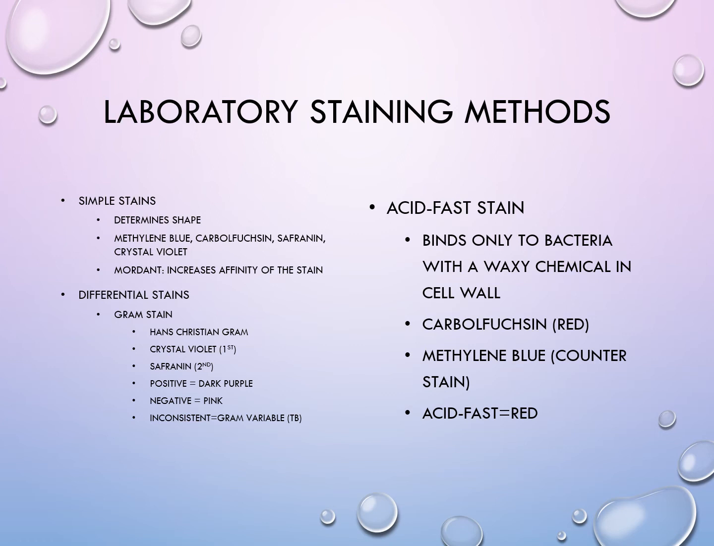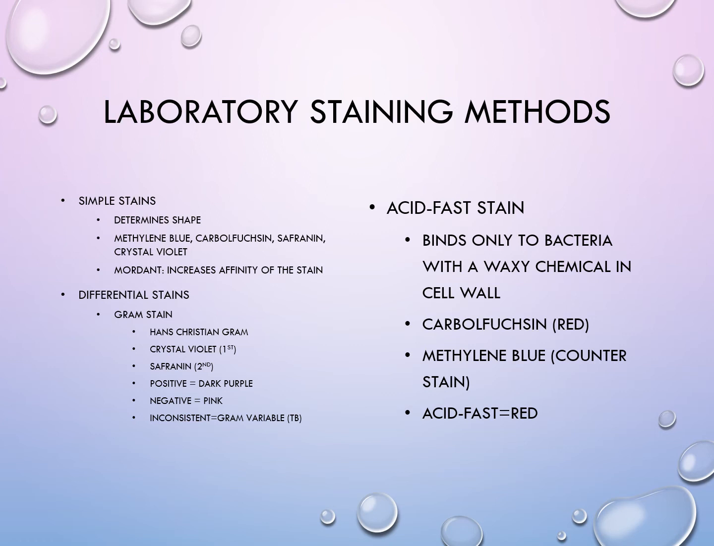Now there are some that have a tendency to change their mind, and those are called Gram variable, and one example is the bacteria that causes tuberculosis.